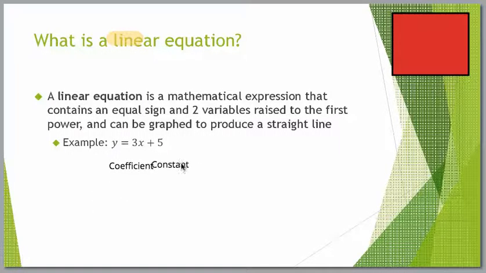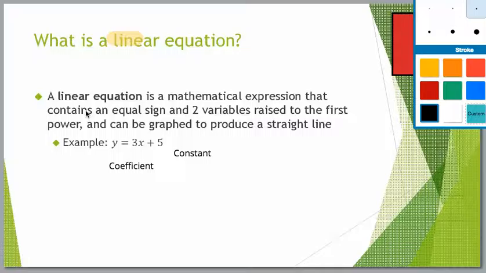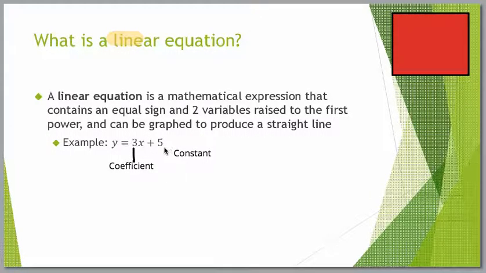And then a constant is just a number that's off by itself. It's not attached to a variable by multiplication. It's just on its own. So that's a nice little distinction to make. We'll also be talking about some more terms as we move along, and some of them may be new to you as well. So let's keep on moving.